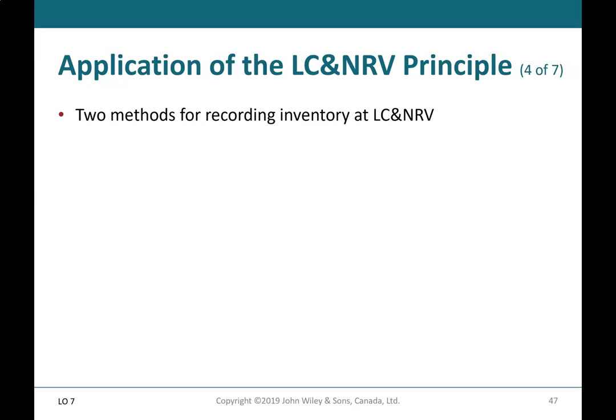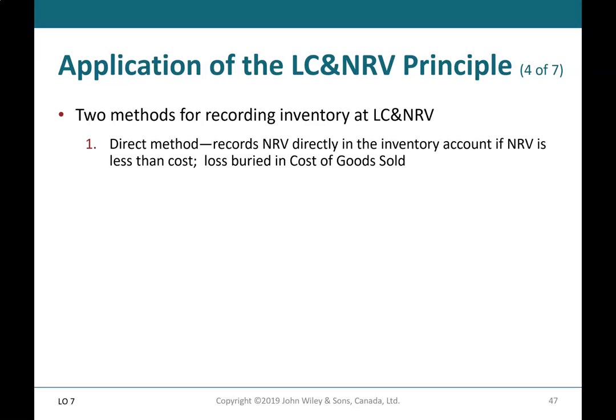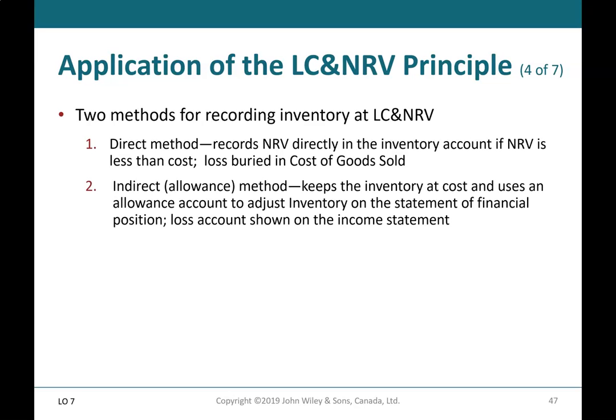Application of the lower of cost and net realizable value principle 4 of 7. Two methods for recording inventory at lower of cost and net realizable value. One is the direct method. Records NRV directly into the inventory count if NRV is less than cost. Loss is buried in cost of goods sold. Two is the indirect or allowance method. It keeps the inventory at cost and uses an allowance account to adjust inventory on the statement of financial position and a loss account shown on the income statement.